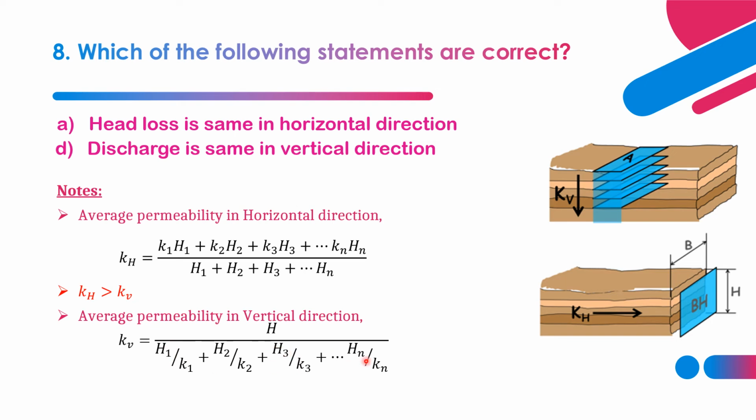For vertical direction, this is the formula that we have already seen. And in any case, the KH in horizontal direction is always greater than the average permeability in vertical direction. So that means if the flow is in horizontal direction, then permeability shall always be more when compared to the same flow in vertical direction. So KH is always greater than KV. So these are the two important formulas from soil strata. Now we shall move on to the next question.